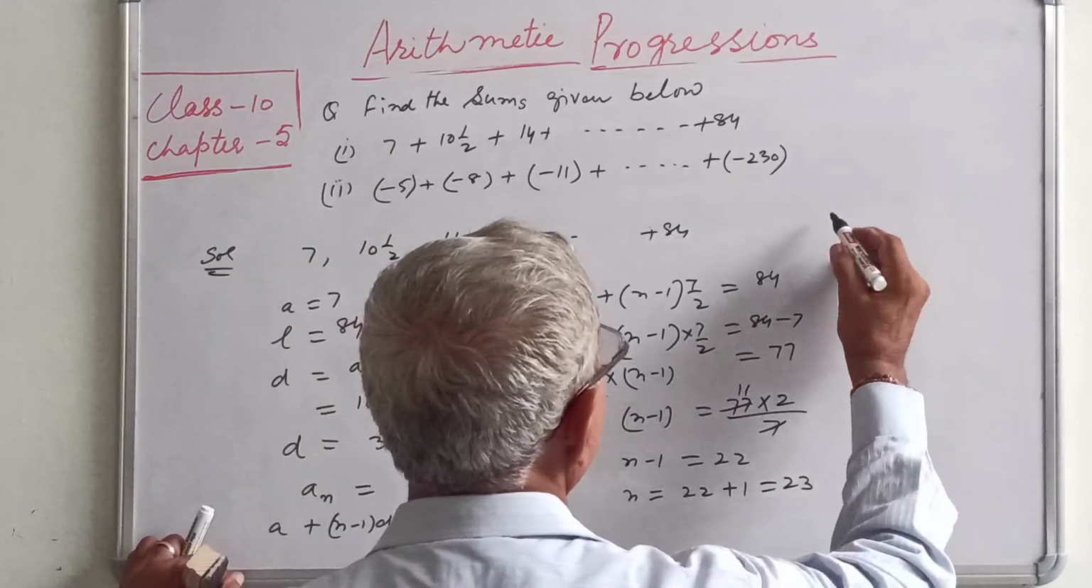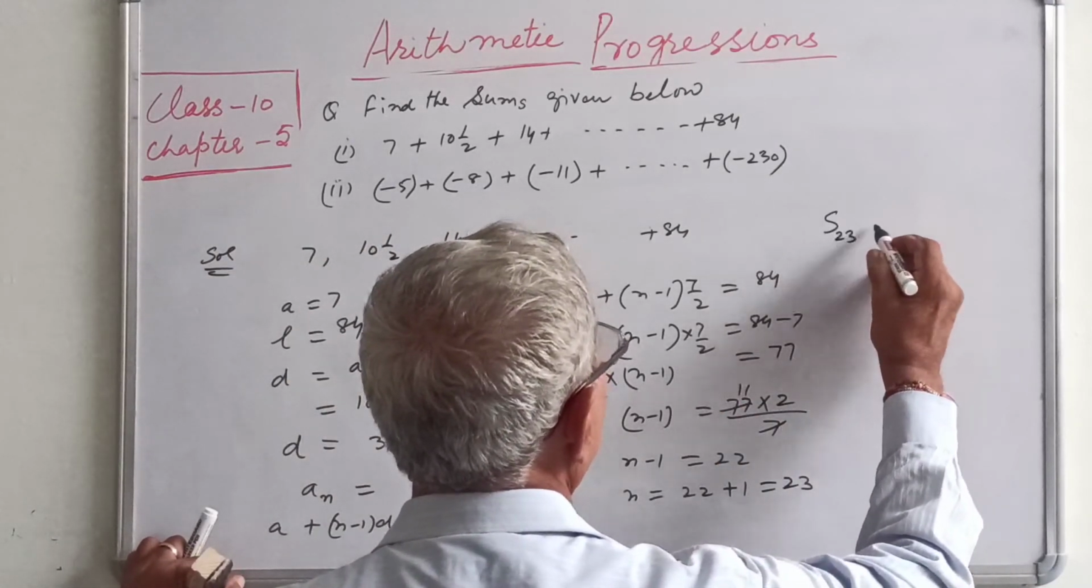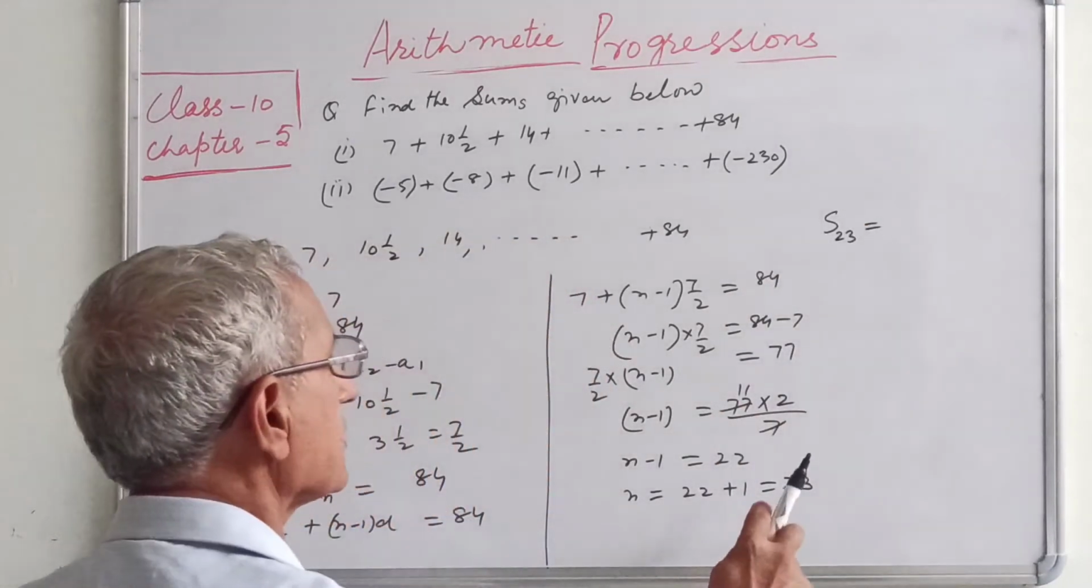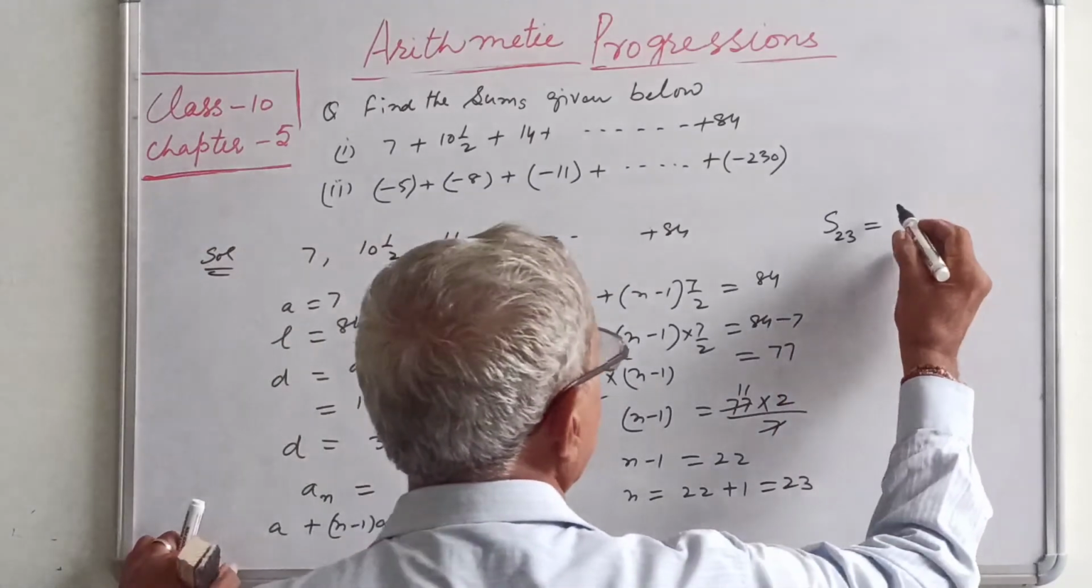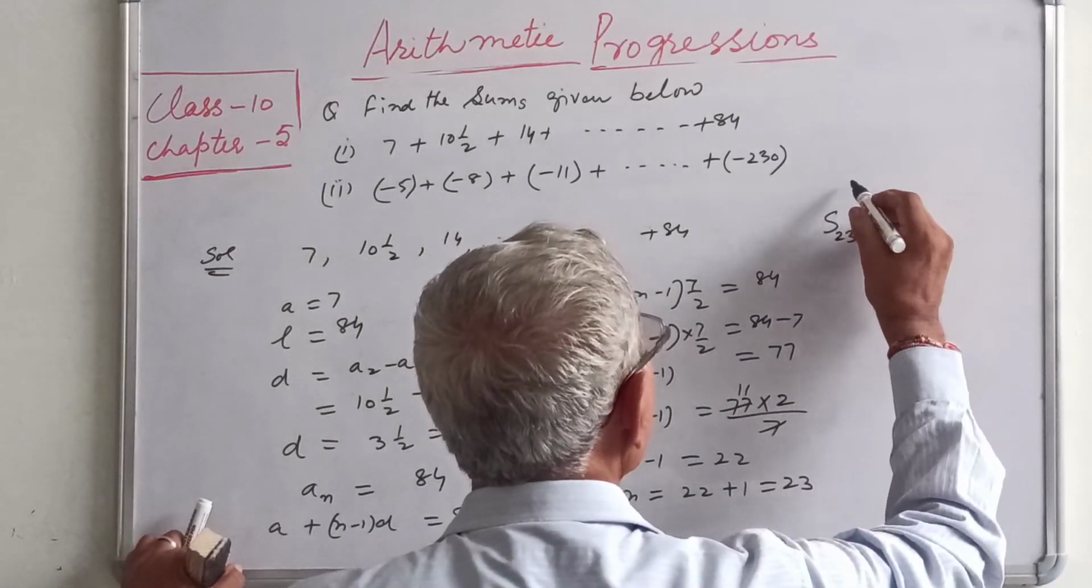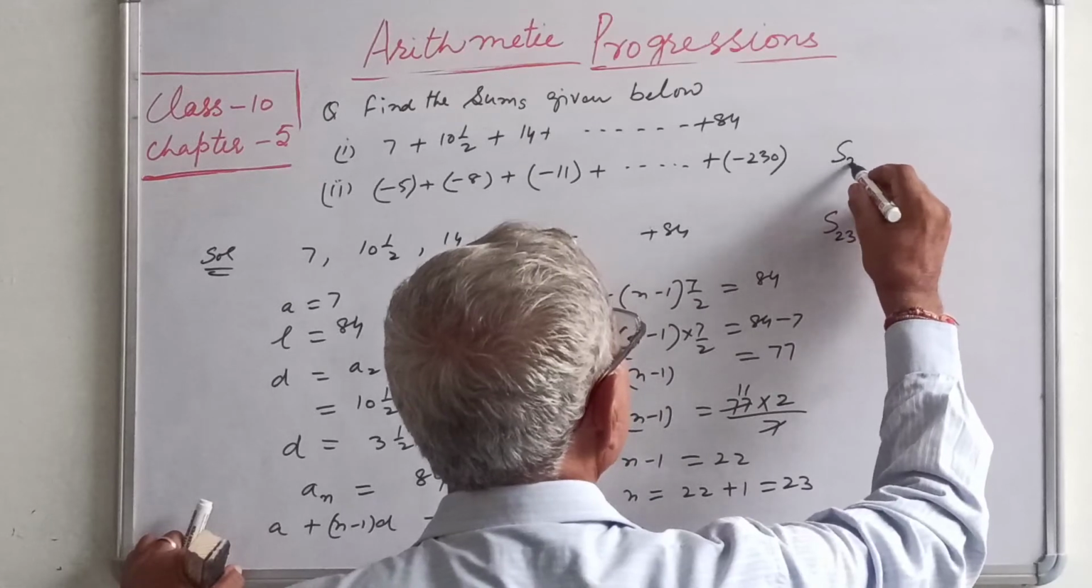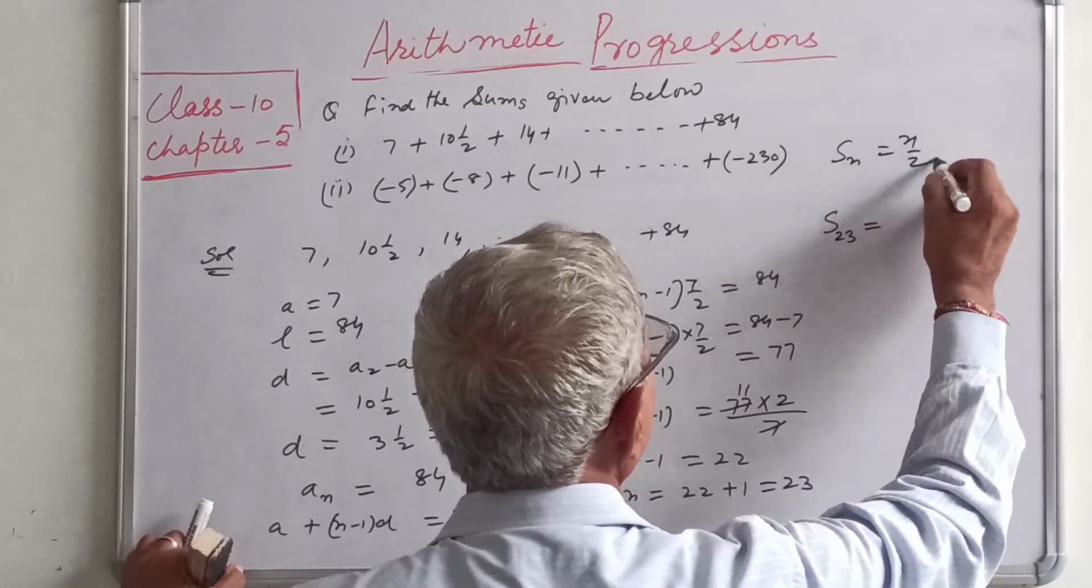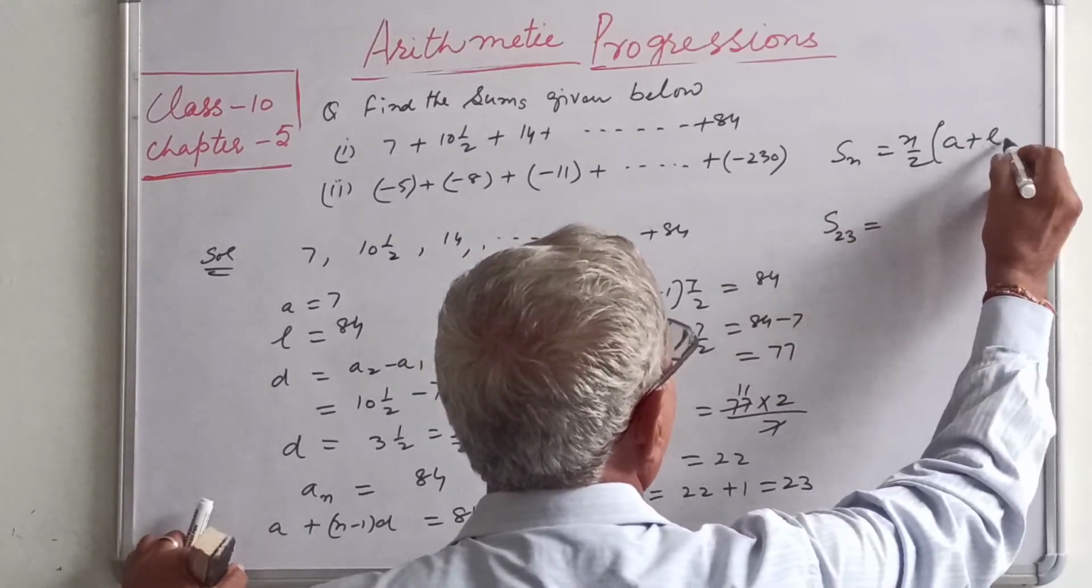So we have to find the S23. So S23, n here is 23. So using formula, मैंने यहाँ पहले formula लिखा, Sn is equal to n upon 2 into A plus L. So n is 23 upon 2 into A plus L.